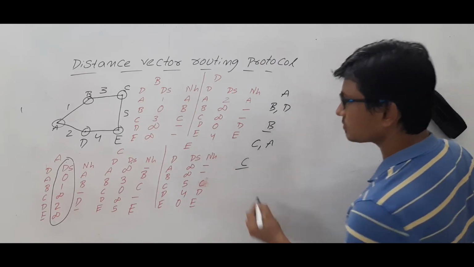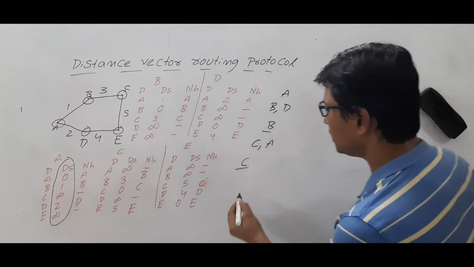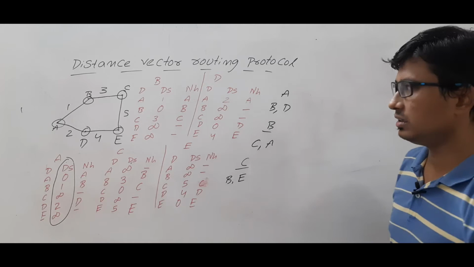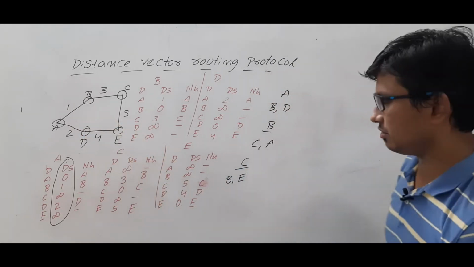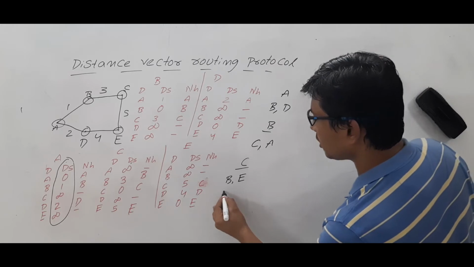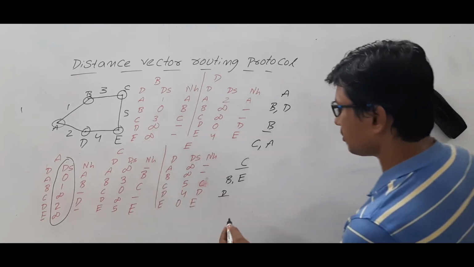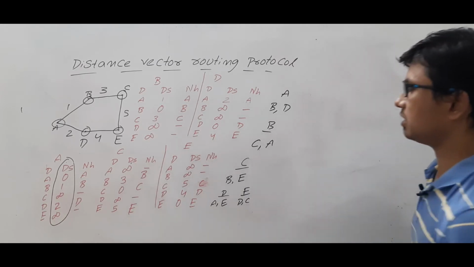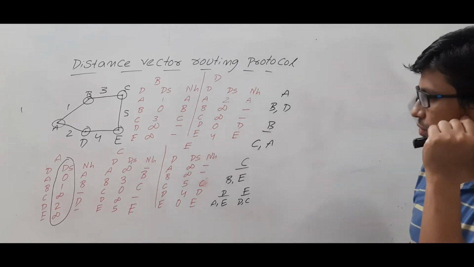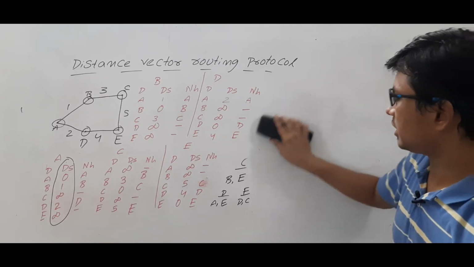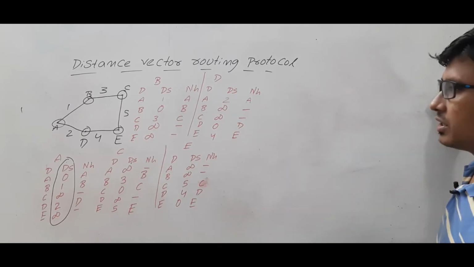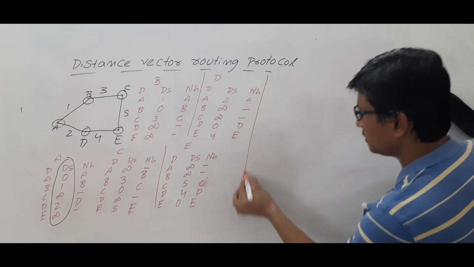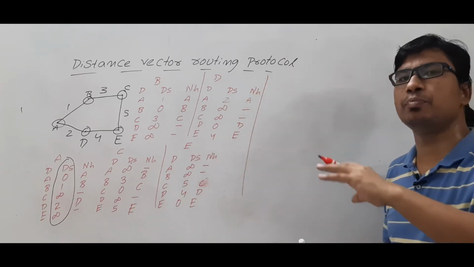Similarly, at C, who will send the information? To C, B will send its distance vector and also E will send its distance vector. Are you able to understand? B and E will send the information to C. If I take D, D will get the information from A and E, and E will get the information from D and C, because they are the neighbors. Are you able to understand? So we cannot take all the routers and compute the information at once. So I will take one node. Let me take A. Is it clear? But all these things happen in parallel.